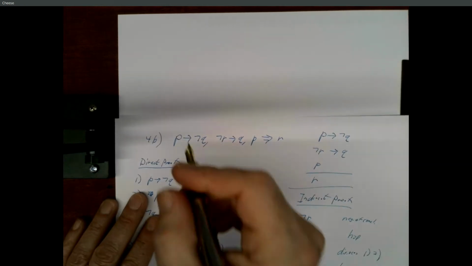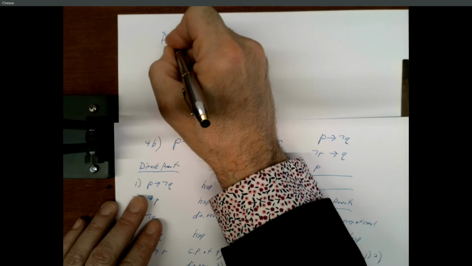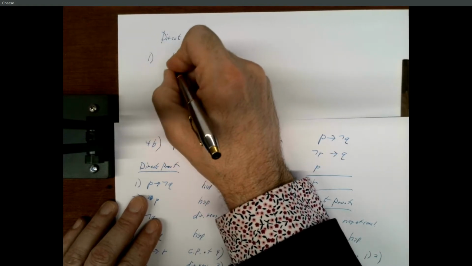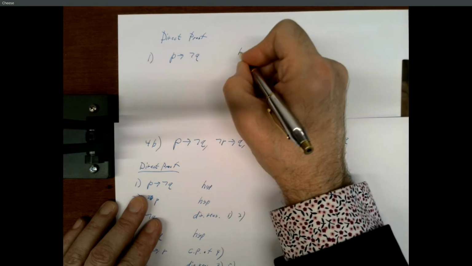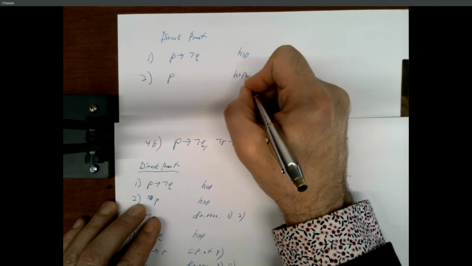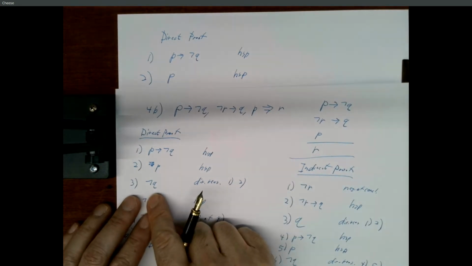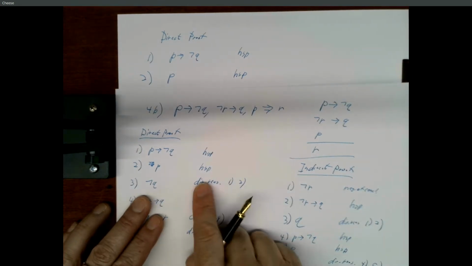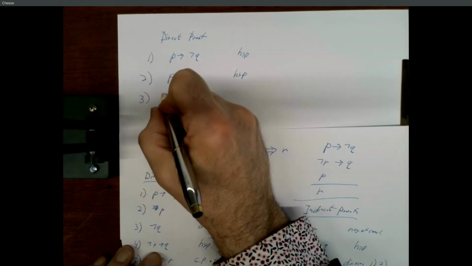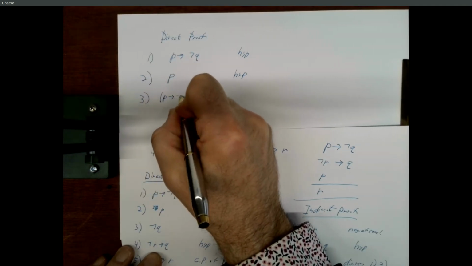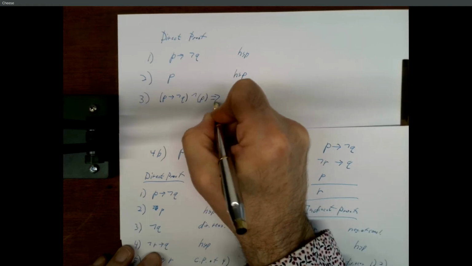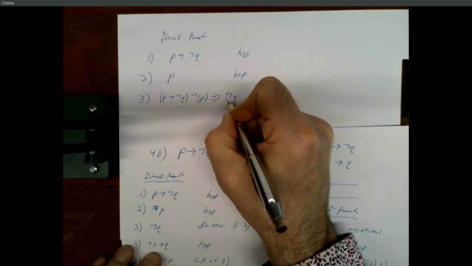Let's look at the direct proof. So statement 1 was P implies not Q. That's a hypothesis. Statement 2 is P. That's a hypothesis. Okay, I would make statement 3, if you're going to combine those, not Q, direct reasoning. Here's what some people are writing: P implies not Q, and P implies not Q.